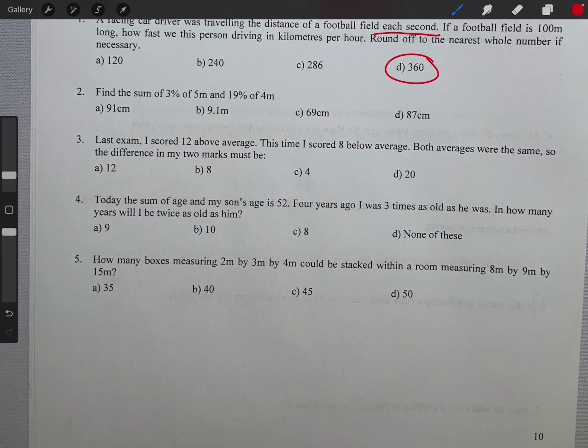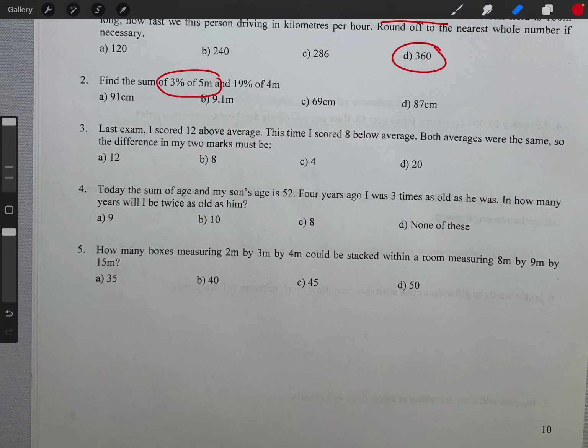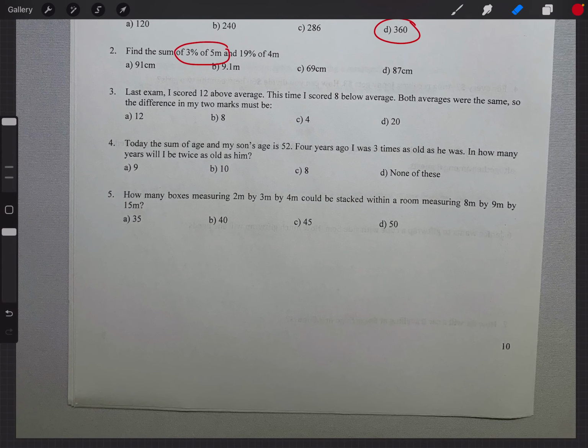Find the sum of 3% of 5 and 19% of 4. So 3% of 5 meters. Okay, I'll do the working out down here. So 3% of 5 meters. Let's change this to centimeters. This will be 500 centimeters, right? So 3% is 3 over 100. Of means times. 500 is 500 over 1.